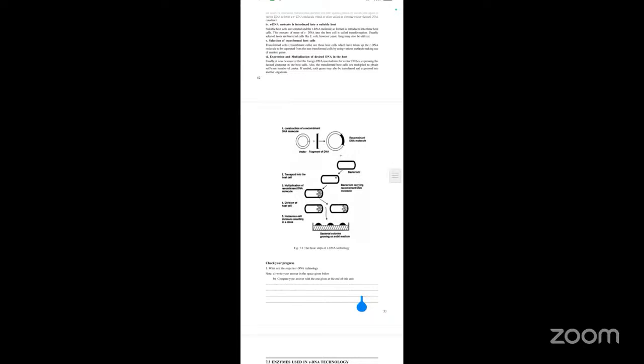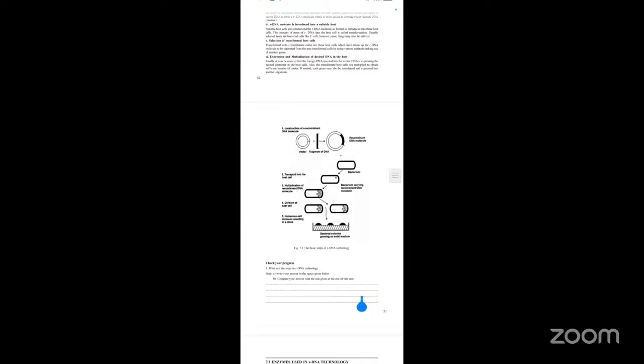The rDNA molecule is introduced into a suitable host. Suitable host cells are selected and the rDNA molecules are introduced into these host cells. This process of entry of the rDNA into the host cells is also called transformation. Usually selected hosts are bacterial cells like E. coli; yeast and fungi may also be utilized.